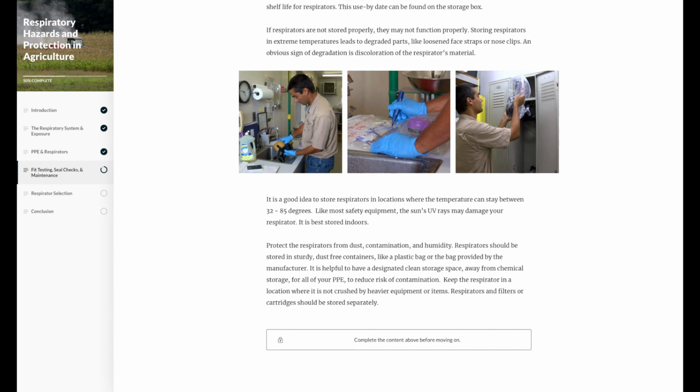Respirators should be stored in sturdy, dust-free containers, like a plastic bag or the bag provided by the manufacturer. It is helpful to have a designated clean storage space away from chemical storage for all of your PPE to reduce risk of contamination. Keep the respirator in a location where it is not crushed by heavier equipment or items. Respirators and filters or cartridges should be stored separately.